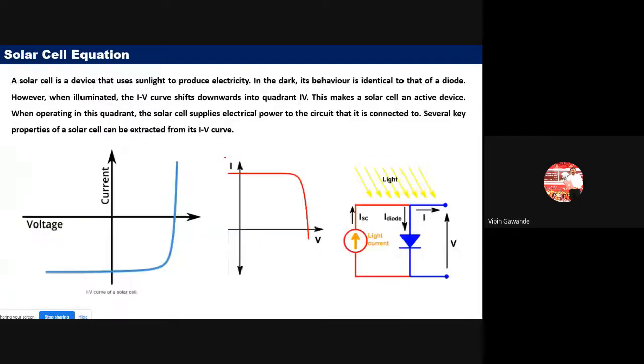When we take the solar cell, it is considered as a diode, and in the dark its behavior is identical to that of a diode. So this is that diode, and we get two types of current. One is the current passing through the diode, and the other is the load current.